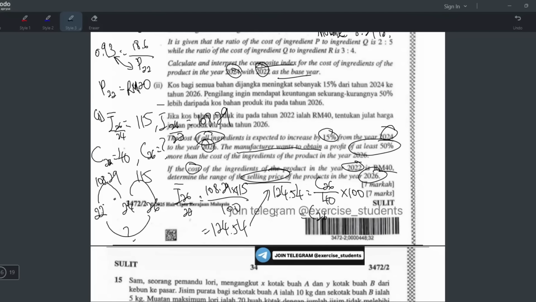49.81. Of course, it's in RM lah. But it's not the answer yet, sebab dia mau selling price. Okay, I remember they mentioned something about wanting to obtain profit of at least 50%. At least means bigger or sama dengan 50%.